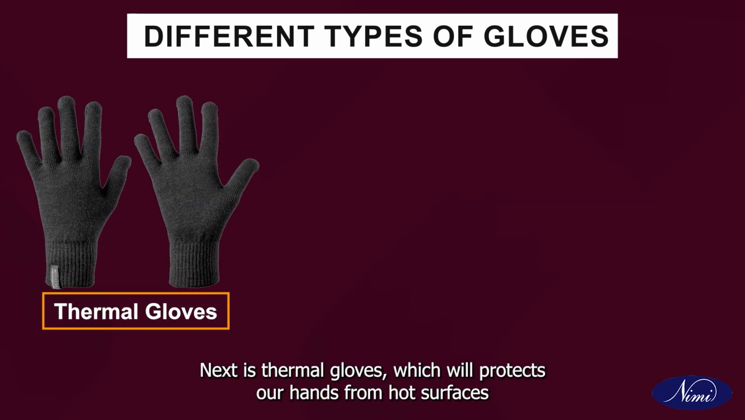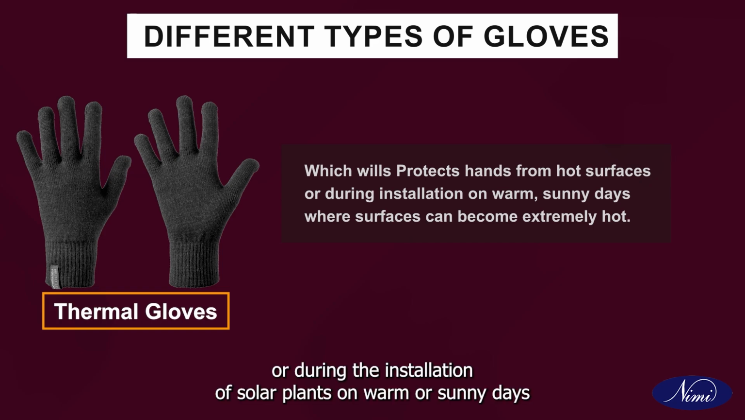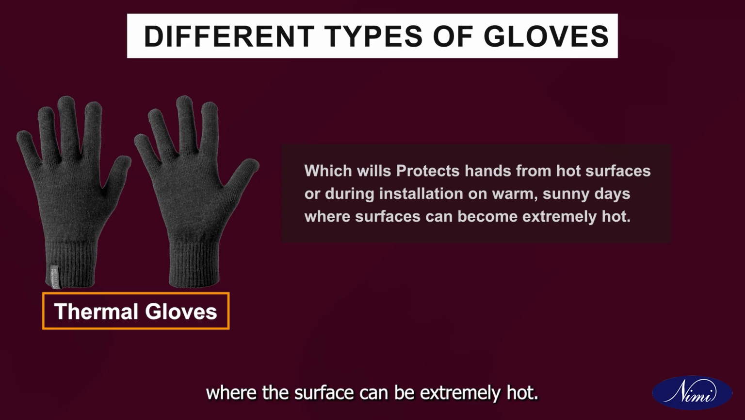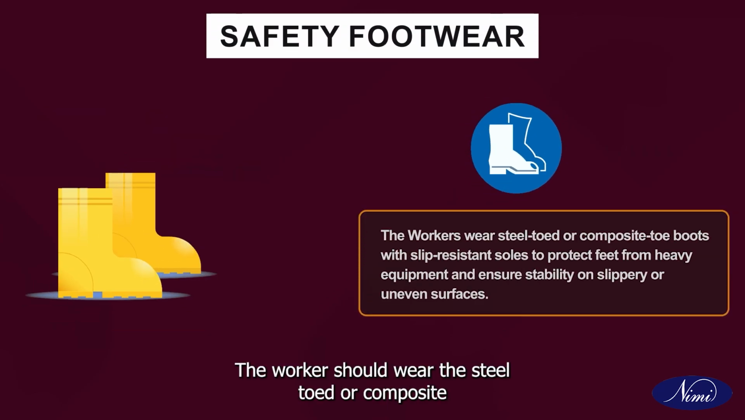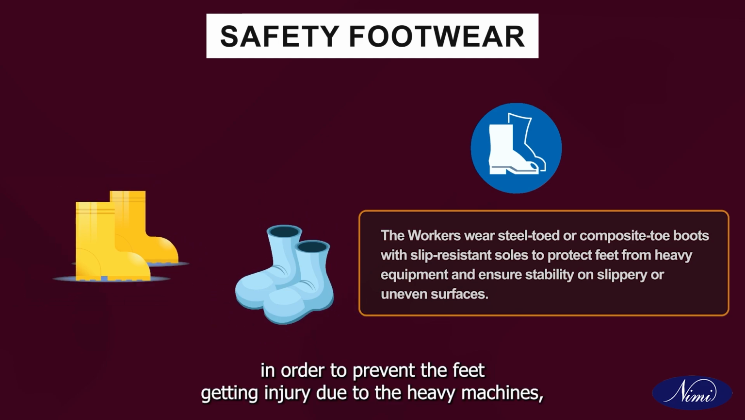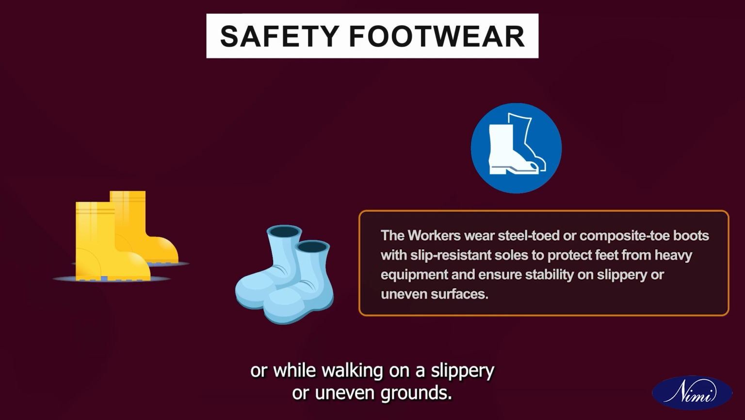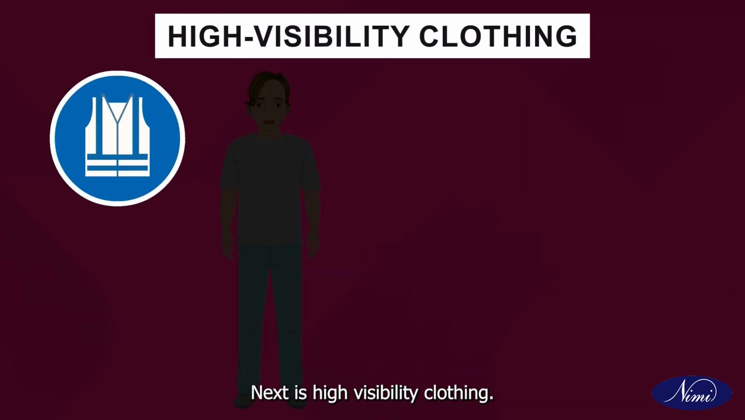Next is thermal gloves, which will protect our hands from hot surfaces or during the installation of solar plants on warm or sunny days where the surface can be extremely hot. Next is safety footwear. The worker should wear steel-toed or composite-toed footwear with slip-resistant sole in order to prevent the feet getting injured due to heavy machines or while walking on slippery or uneven grounds.